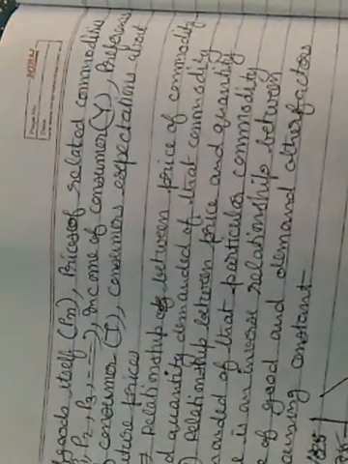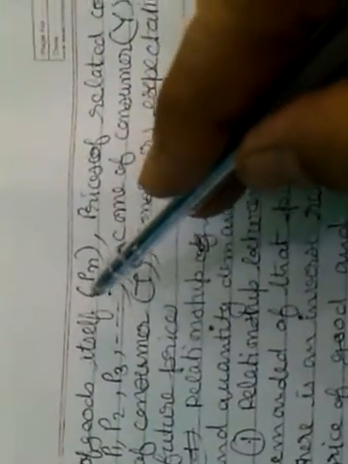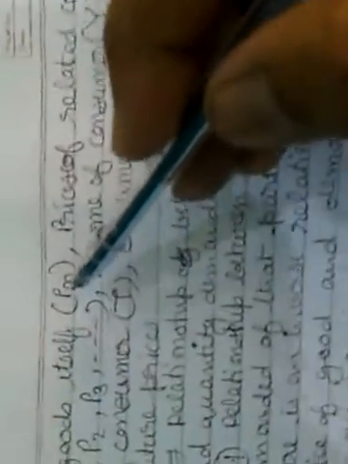Now next is Y. That Y is the income of the consumer. How much is the income? And T is taste or preferences and E is expectations related to the future demand. Now let us understand all of these in detail. First is Pn. How does this decide the demand?